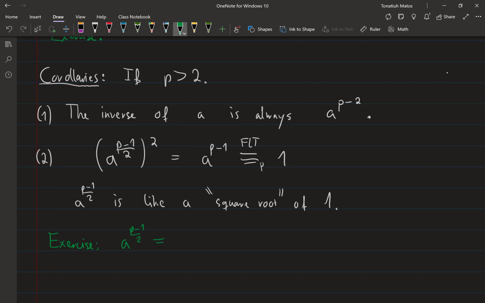And this is a slightly harder exercise, which you can also attempt to prove: A to the P minus 1 over 2 can only be plus or minus 1 mod P. And if you want a hint, use Euclid again. This isn't obvious at all.